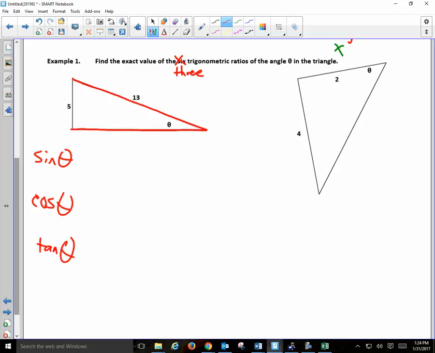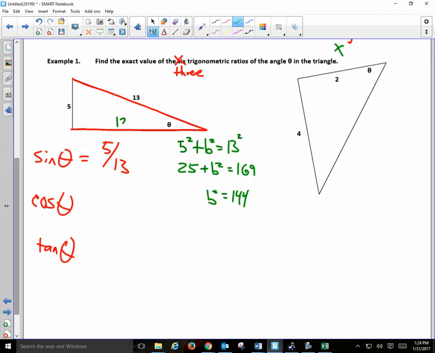What is sine of theta? What is that fraction, that ratio? 5 over 13. Can I determine cosine? What do I have to find first? The length of the adjacent side. How would you find the length of the adjacent side? Pythagorean theorem. 5 squared plus b squared is equal to 13 squared. 25 plus b squared is 169, so b squared is 144. Therefore, b is 12. So cosine is 12 over 13.